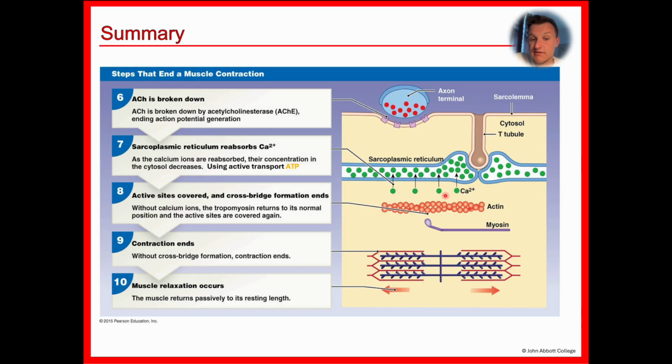Actually, instead, the calcium will be reabsorbed back into here, right, through an active process. It'll use ATP to reabsorb the calcium into the sarcoplasmic reticulum and store it back. The active sites will be covered because there's going to be no more calcium outside. The tropomyosin will return back and cover the actin, right? And because of that, the myosin will not be able to bind onto the actin. Without cross-bridge formation, contraction ends.